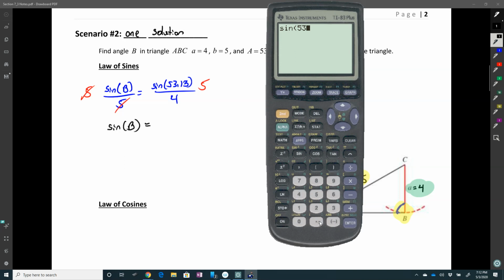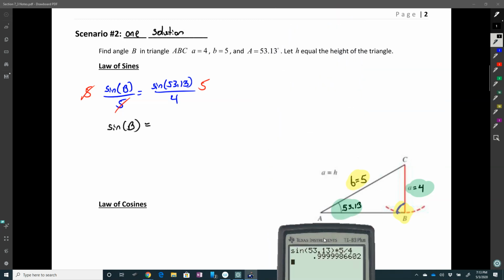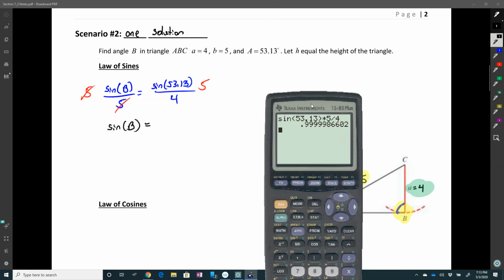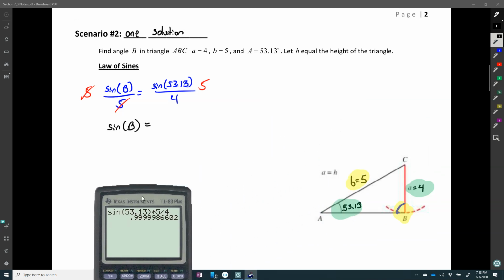Sine of 53.13 times 5 over 4. Okay, so I rounded when I made that angle. But notice it's 0.9999999. That's pretty much 1. So sine B equals 1.